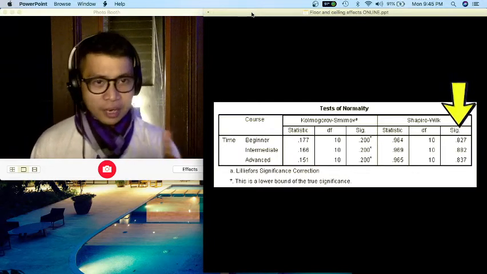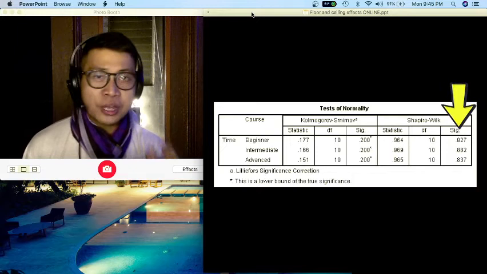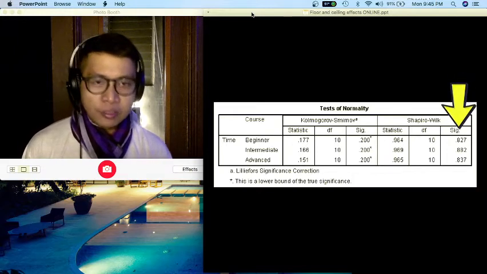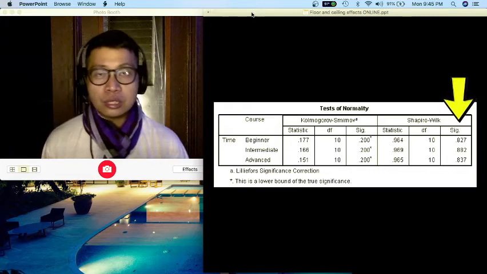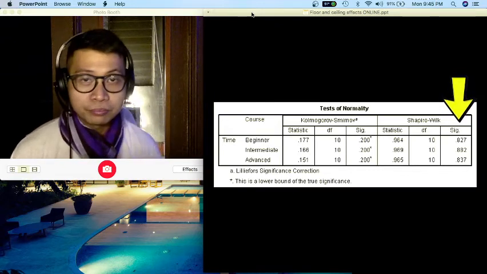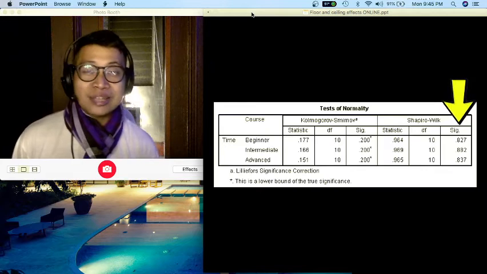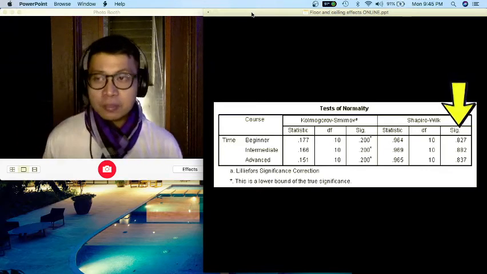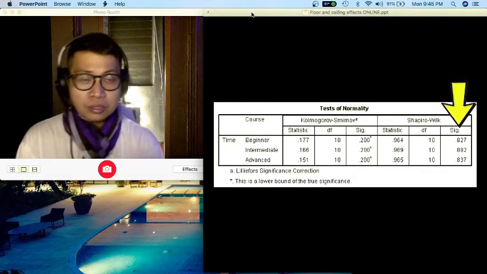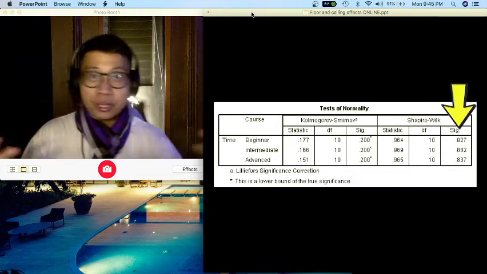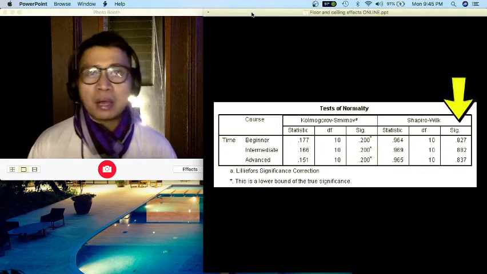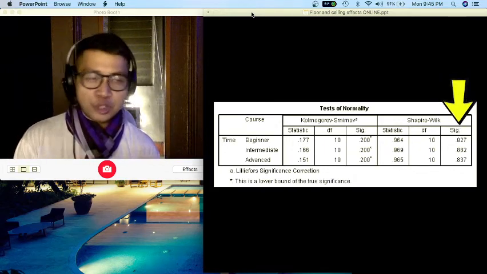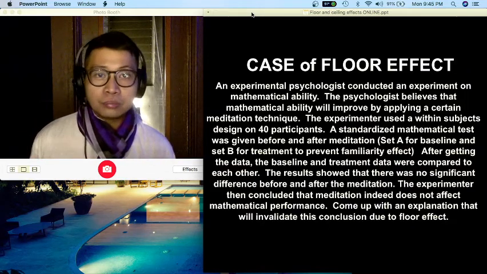Now, kapag nakita mo na o nakuha mo na yung number na yan, it's greater than 0.05, that means your instrument is okay to be used. It's good to go. Pwede mo na siyang gamitin. That means it's not too easy for your participants because that means yung scores nila well distributed. Merong mga matataas, merong mga average, meron din naman mga bumagsak. So your instrument is good to go.